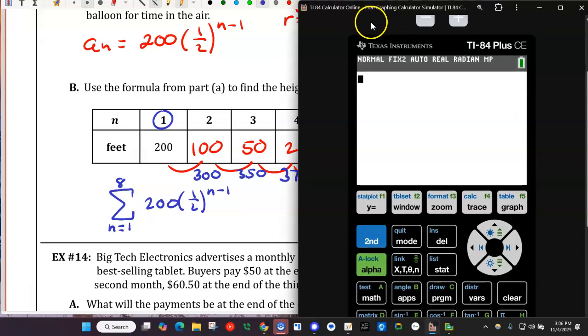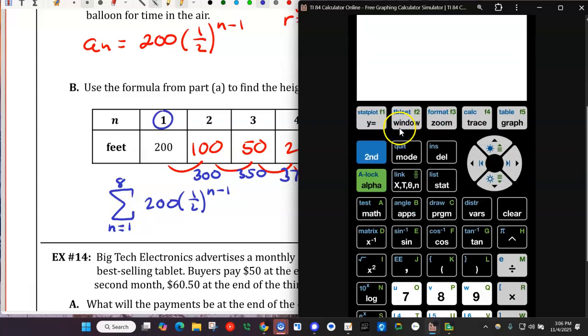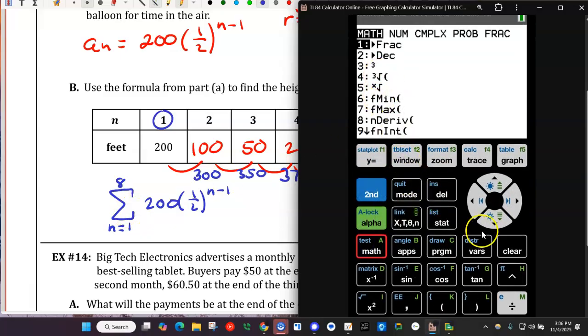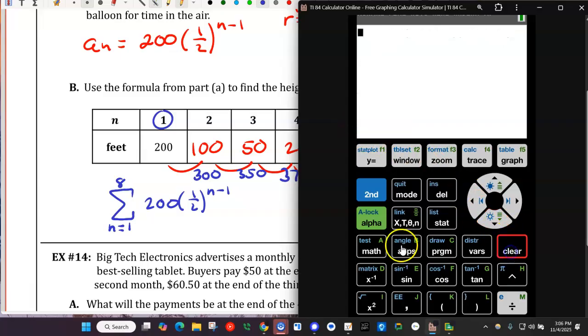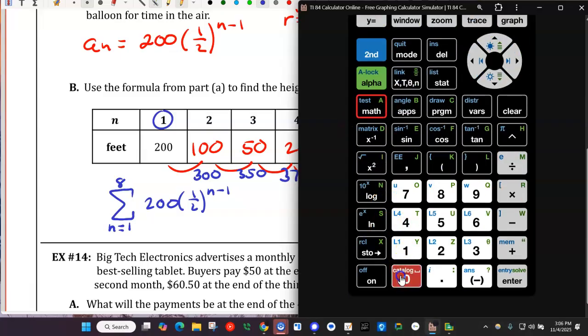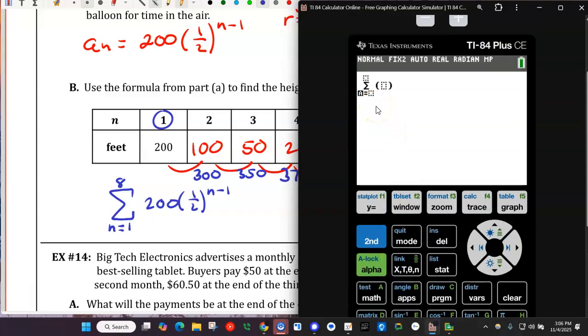So recall, grab your calculator, find the summation. That's under math. And you go down, down, down to 0. So once you know it's at 0, you can always just press math and then 0, and that will pop it up. Or you can scroll down every time, but it's a little faster if you learn those menus.